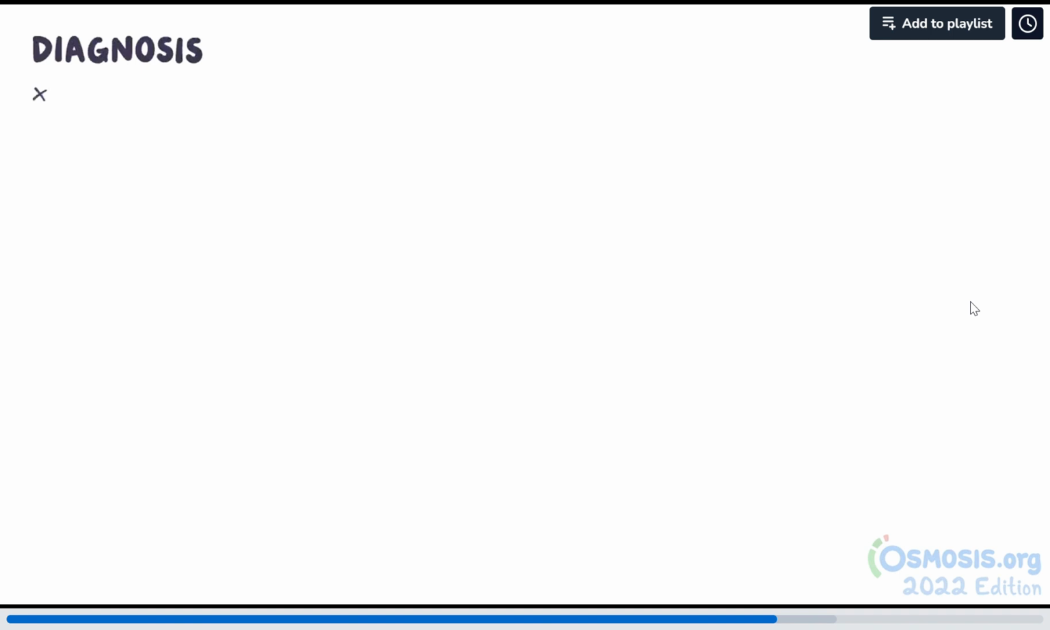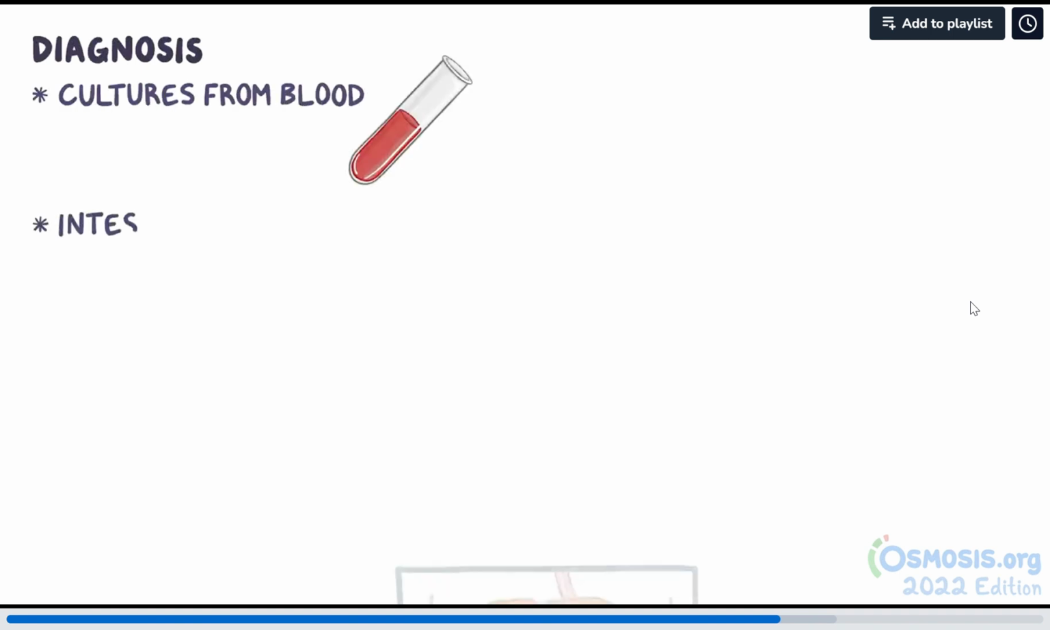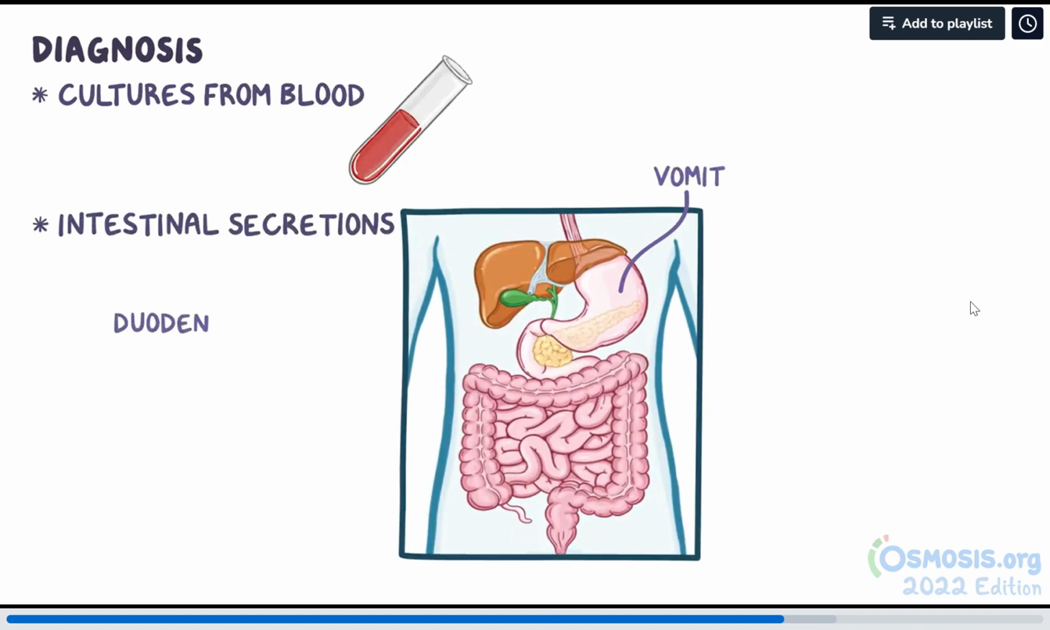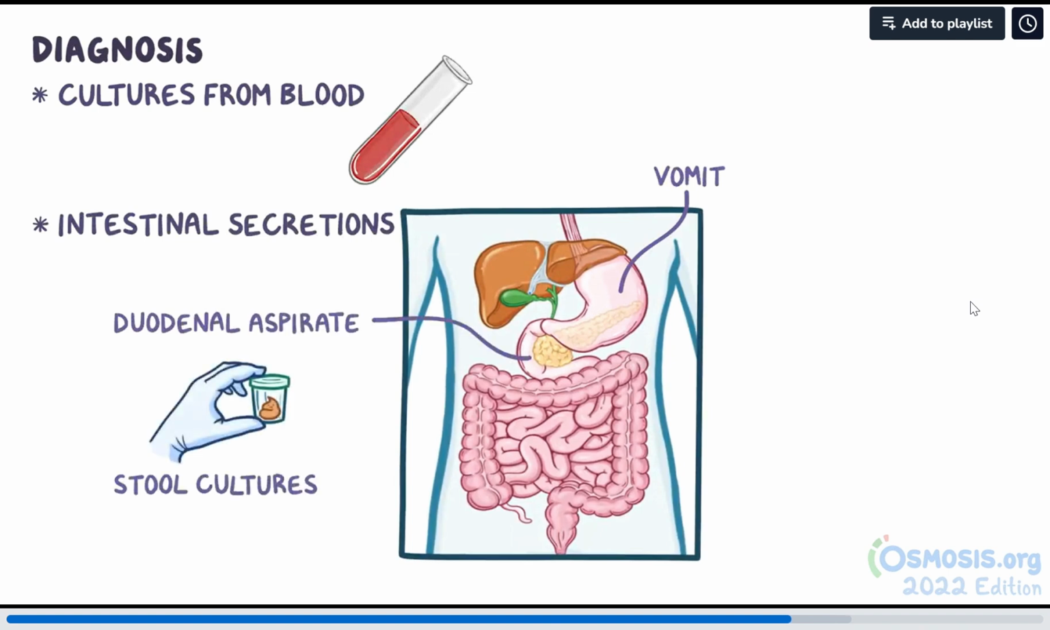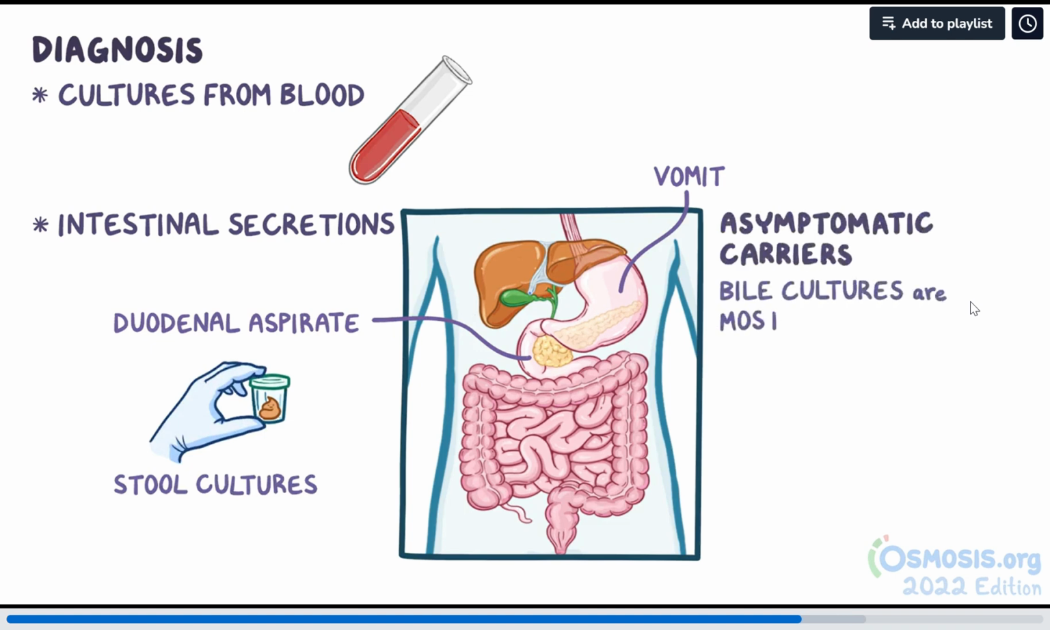Diagnosis can be confirmed with cultures from blood, intestinal secretions like vomit or duodenal aspirate, or stool cultures, which can identify S. typhi, particularly in the first week of infection. For asymptomatic carriers, bile cultures are the most effective diagnostic tool because the bacteria can be absent from stool.